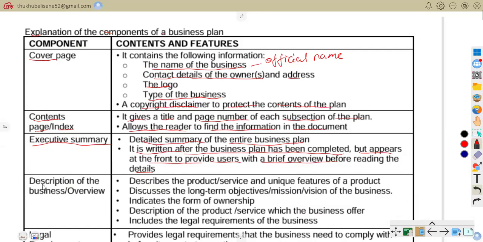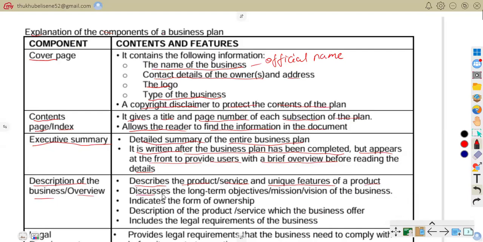Then we come to another component called the description of the business, the overview. It describes the product or service and its unique features. It explains what the business sells and why it is different from competitors.